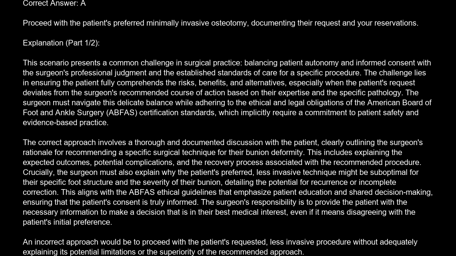This aligns with the ABFAS ethical guidelines that emphasize patient education and shared decision-making, ensuring that the patient's consent is truly informed. The surgeon's responsibility is to provide the patient with the necessary information to make a decision that is in their best medical interest, even if it means disagreeing with the patient's initial preference. An incorrect approach would be to proceed with the patient's requested, less invasive procedure without adequately explaining its potential limitations or the superiority of the recommended approach.